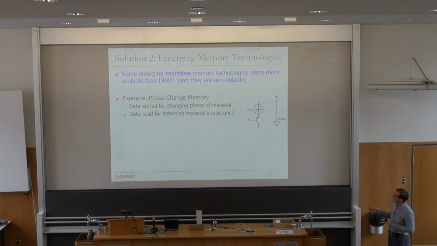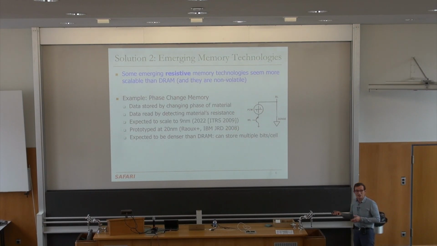But phase change memory is very interesting. This is one example of the technologies. Here you store data by changing the phase of some material. It could be chalcogenide glass, but it could be some other material. And the data is read by detecting this material's resistance. And this material exists in two states, amorphous and crystalline, and we're going to go into a little bit more detail, although not the nitty-gritty of exactly how this works at the device level. That's not the purpose of this course.